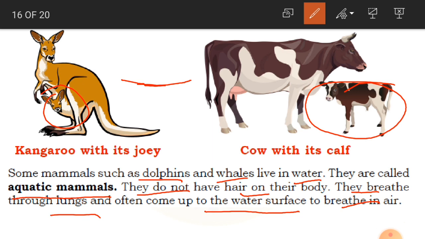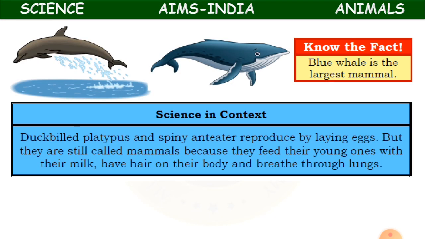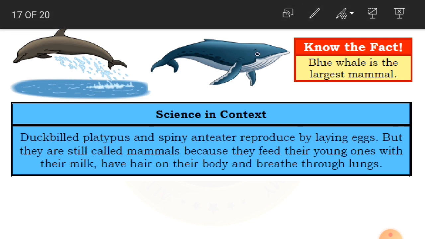They come up to breathe in air. When they are in water, they cannot breathe the air, so that is the reason they come up to the water surface, so that they can breathe in air. Okay, children, clear? Now, this is a dolphin, and this is a whale. And this blue whale is the largest mammal.